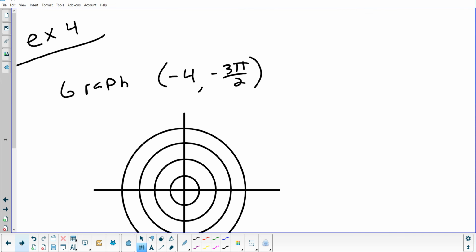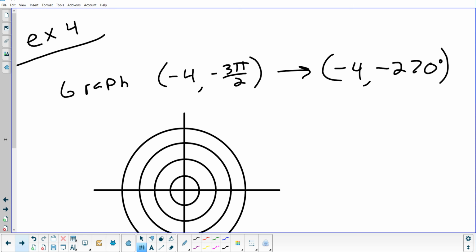Let's try this one. -4, -3 pi over 2. It's not necessary to do this, but what do you think some people might find easier if we did it in this problem? Presley? Change the radians to degrees. Yeah, you might want to change the radians to degrees. If you can graph it without doing it, that's fine. If you need to, then let's do it. What's -3 pi over 2 in degrees? -270. That's -270, yep.